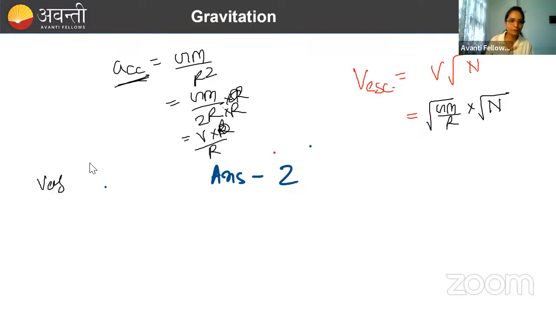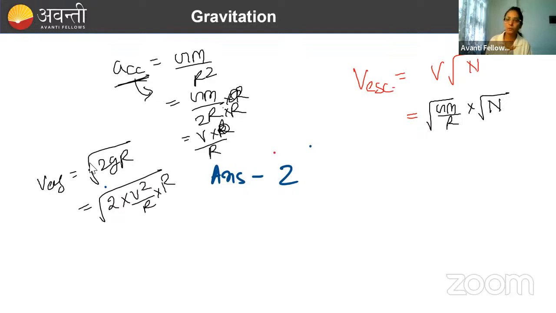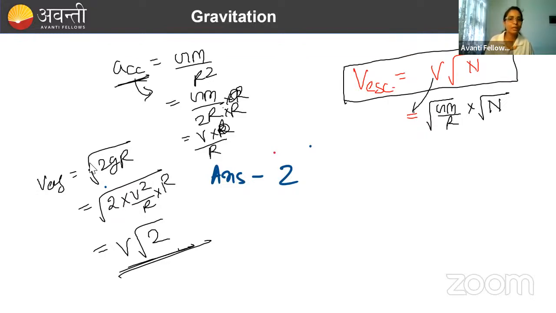अब हमारा एस्केप वेलोसिटी क्या होता है? रूट अंडर 2GR. सो यहाँ पे आप क्या लिखोगे? रूट अंडर 2 इंटू एक्सेलरेशन ड्यू टू ग्रेविटी. g का वैल्यू कितना आया है हमारा? v स्क्वायर बाय R इंटू R करोगे. ठीक है. तो ये कितना हो जाएगा? v रूट अंडर 2. समझ रहे हो? You just needed to calculate the escape velocity in terms of v.